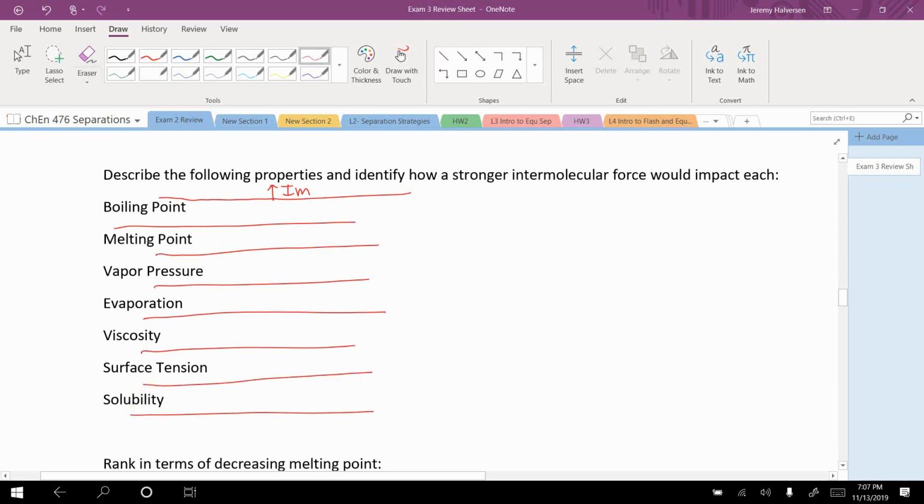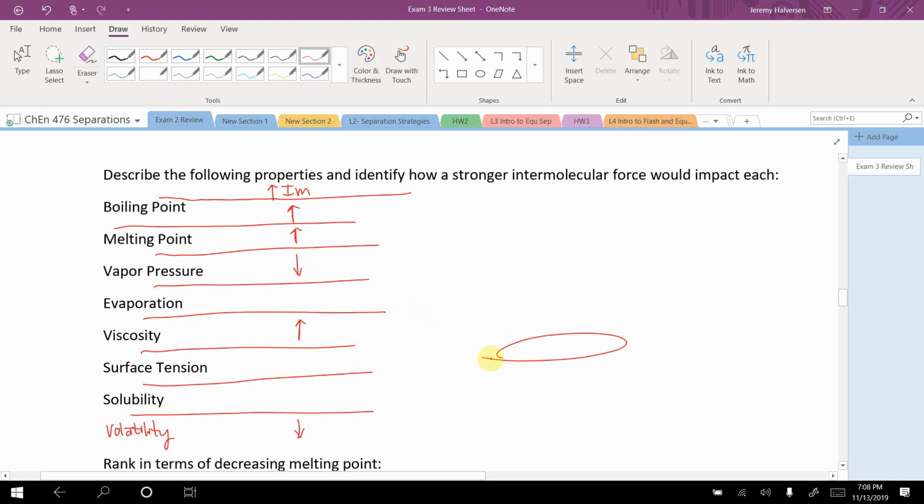Okay, some of these we have talked about before, right? So boiling point, if I increase intermolecular forces, what happens? Goes up. Melting point also goes up. Makes sense? Okay. If it doesn't make sense, say something, because it doesn't take that long to explain. Okay. What about viscosity? Goes up. What about volatility? It goes down. Right? And same with vapor pressure, it goes down.